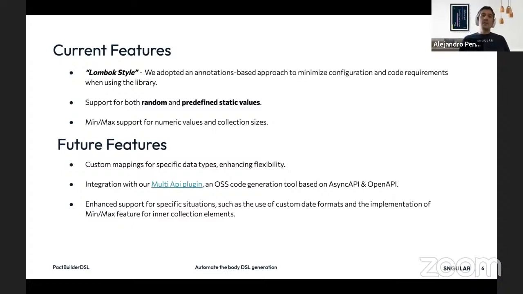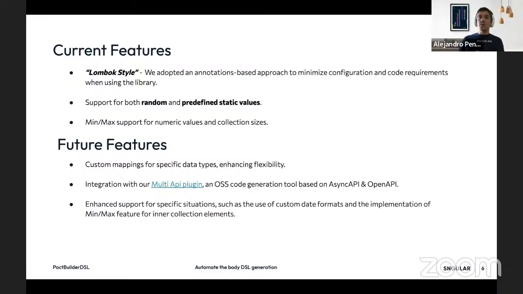And regarding the future features to be included in either 1.1 or 2.0 release, we are working on the following. First, we are thinking in adding support for custom mappings. This feature will enable you to extend the library by incorporating your own code to fully define how a specific data type or object is handled.